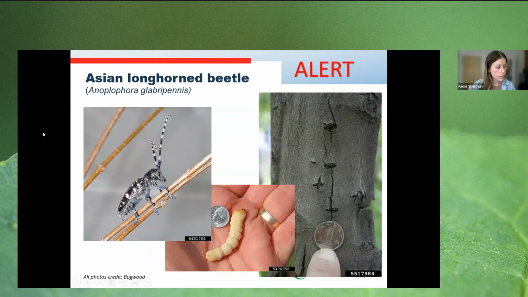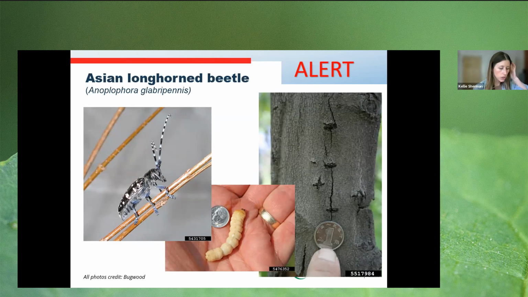In terms of identification, again, I'm going to try to stick to those high-level key features, starting with the adults. Adult beetles, to the left there, are roughly 2 to 4 centimeters long and bullet shaped. The abdomen, as you can see, is black with white speckles. The foot pads are blue.